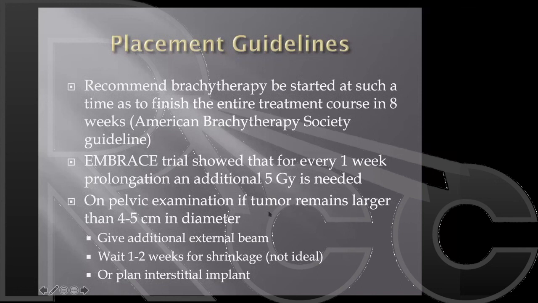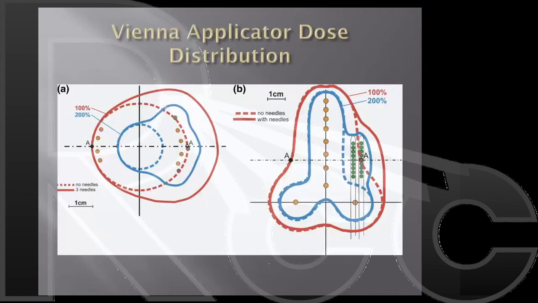If on pelvic exam the tumor remains larger than 4 to 5 centimeters, you have several options. You could give additional external beam. So if we go to 45 gray for most patients, you could give an additional 3 fractions and go to 50 gray. You could wait 1 to 2 weeks for shrinkage. That's not ideal because we're up against this 8-week rule. Or you can plan an interstitial implant, which is more complex and should only be done, I think, in most experienced centers. This is a Vienna ring that's put out by Nucletron or Elekta.